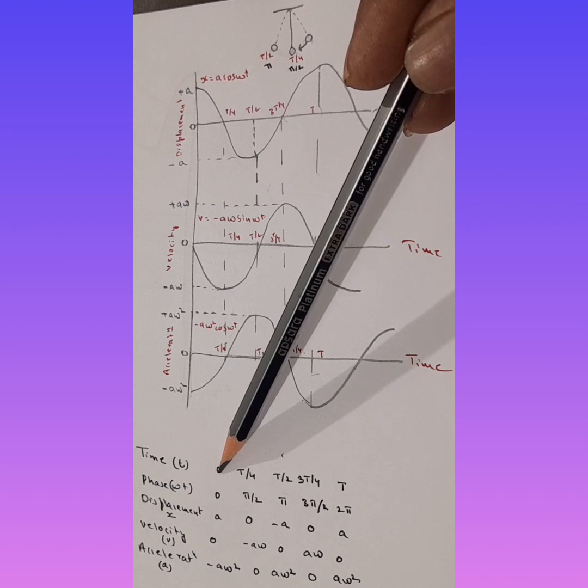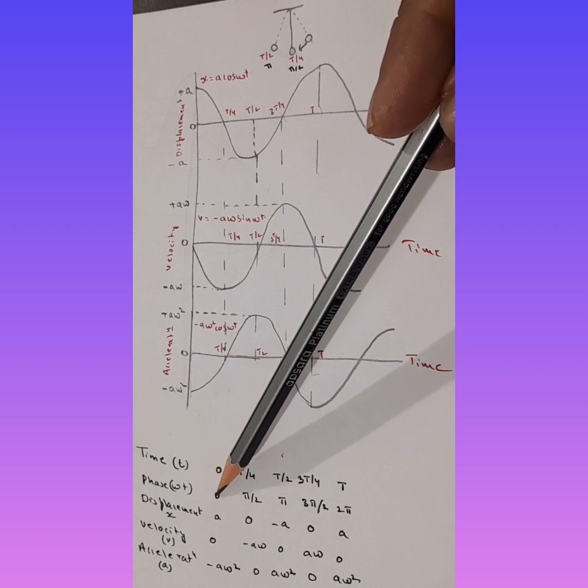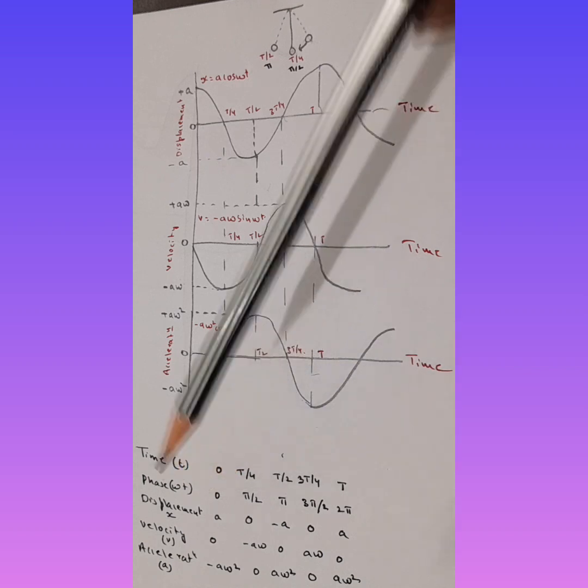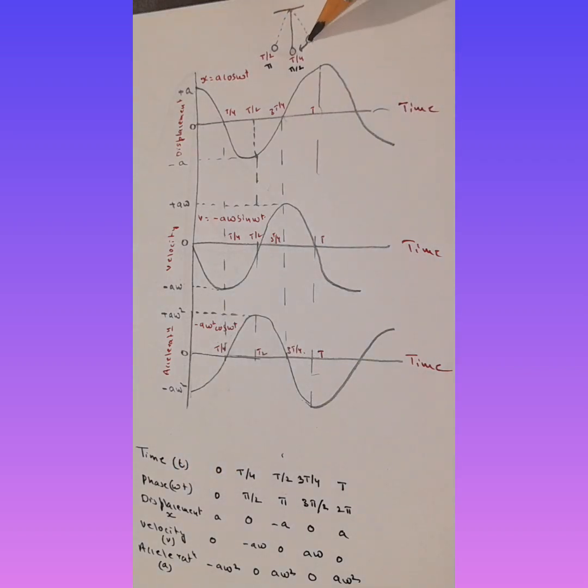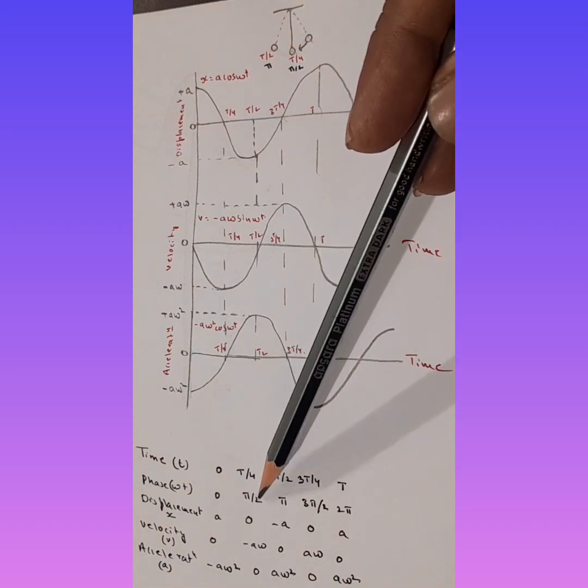Capital T is also 0, that is, time period is 0, and phase is also 0. Omega into t is 0, so it is also 0. Now, it moves from here to here, from extreme to mean position. So as per time period, it is T by 4, and as per phase it is pi by 2. So that is what we saw here. It is T by 4 and pi by 2.